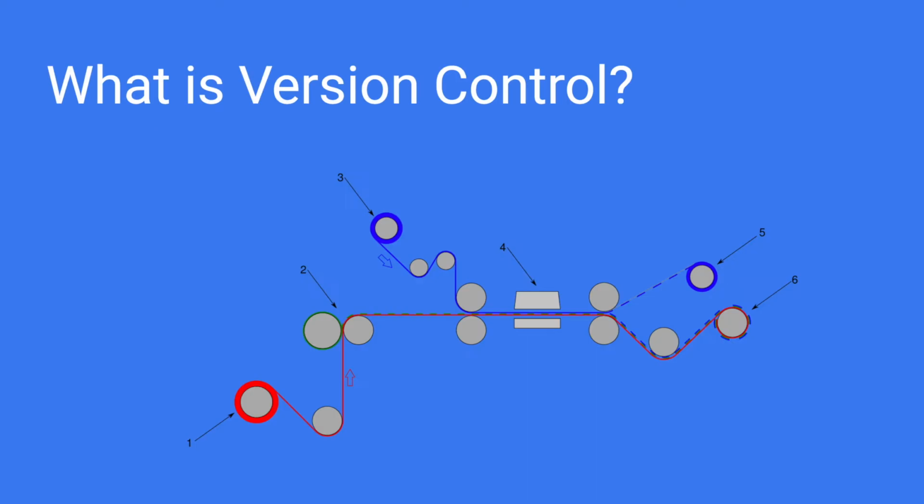Version control, also known as source control, is the practice of tracking and managing changes to software code. Version control systems are software tools that help software teams manage changes to source code over time. Before we define what Git is, let's have a quick look at version control.